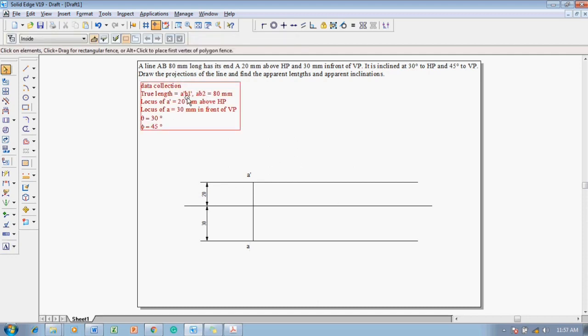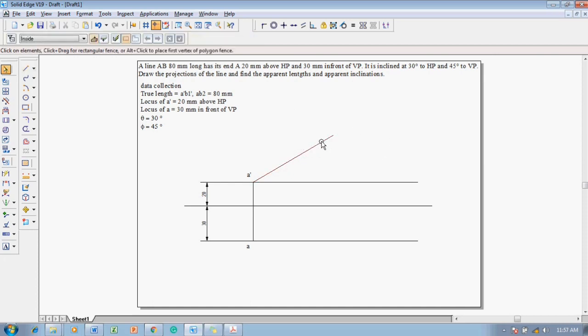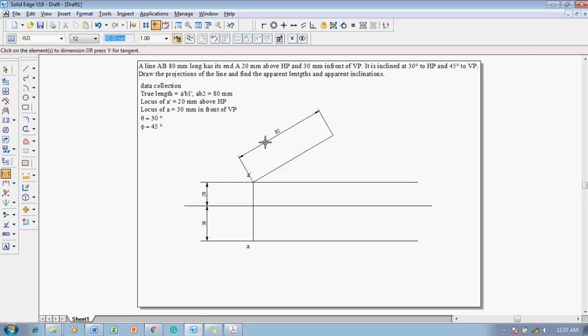The true length in the front view as A dash B1 dash measures 80 mm and its inclination is 30 degree. Make use of a line command with a thickness of 0.35 mm with respect to the location A dash. Then set the length of the line as 80 mm at an angle of 30 degree. Now we can see we are able to get the straight line here. Then using the smart dimension command, this dimension must be 80 mm, and then the angle of this line must be 30 degree.